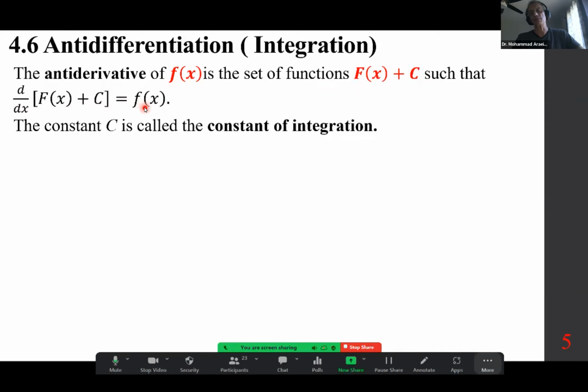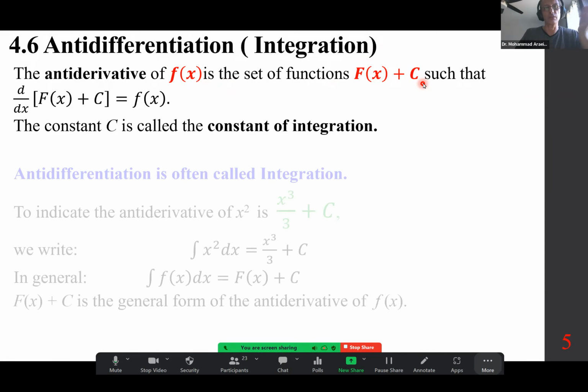Generally speaking, lowercase f represents the derivative of uppercase F. And the constant is called the constant of integration. As you know, the derivative of every number is 0, so it doesn't matter what number you have there. When you want to come up with the antiderivative, it is not a unique solution, but a family of solutions. That's why it's called indefinite integral to begin with.